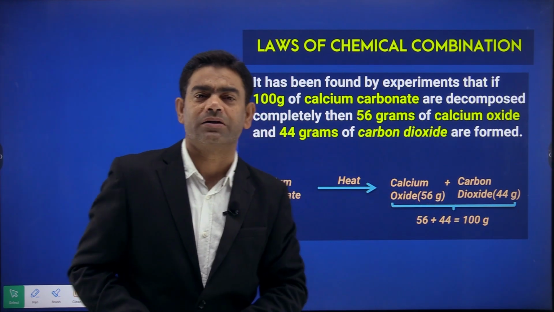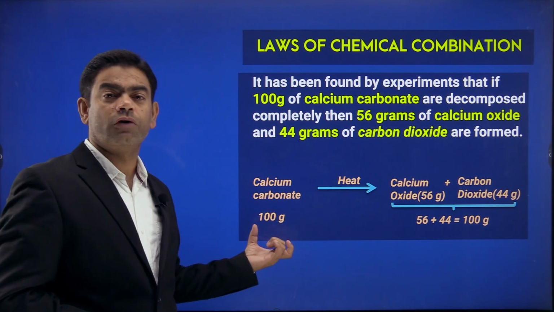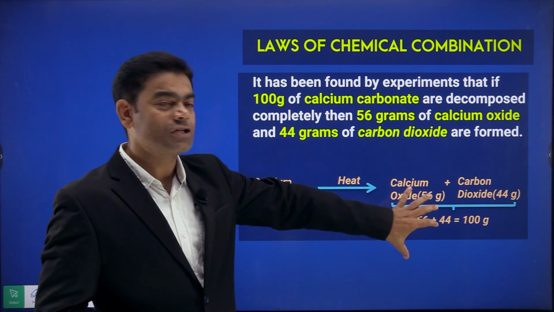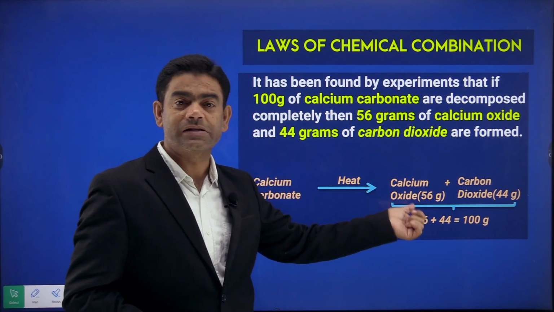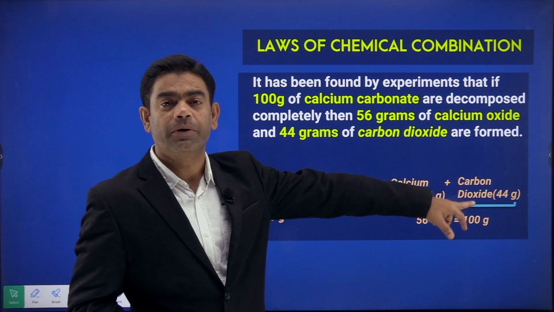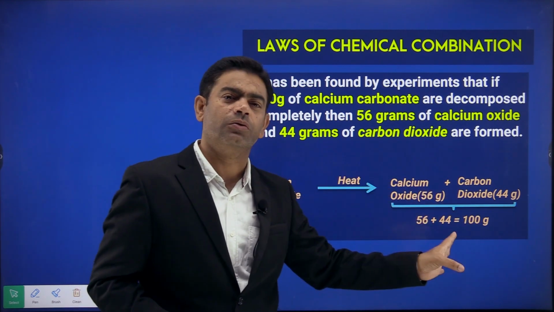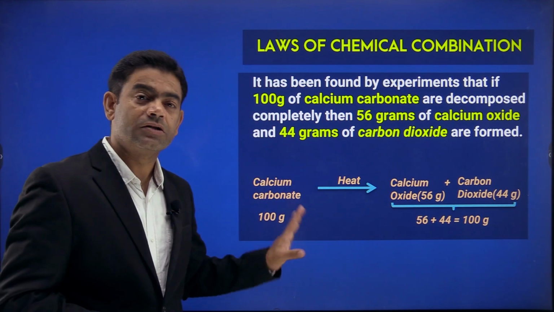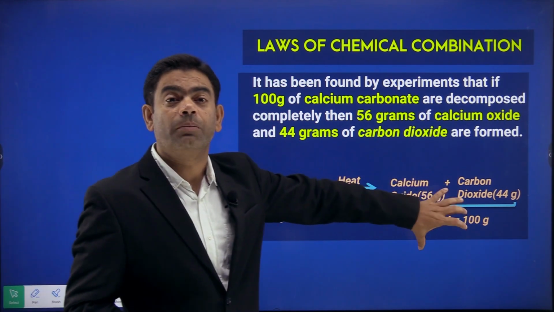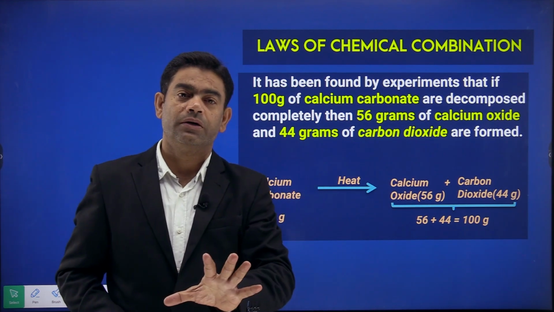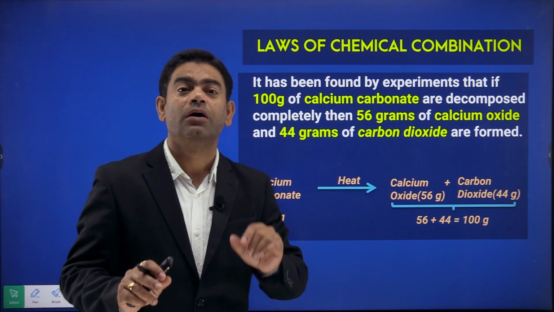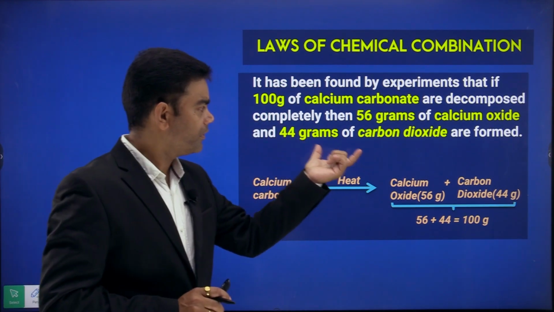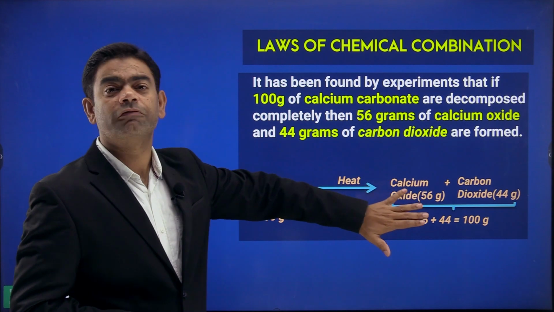Now if we talk about the mass, if I am breaking 100 grams of calcium carbonate, कितना break करें हम यहाँ पे 100, what do we get over here? 56 grams of calcium oxide and 44 grams of carbon dioxide. If you add 56 and 44, what do you get? 100. Reactant कितना था? 100. जितना आपका reactant का mass है, product का mass भी उतना ही होगा. This is the law of conservation of mass. Is it clear? So it is valid over here.